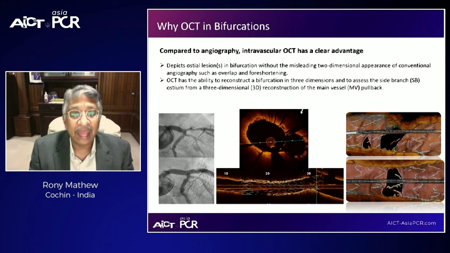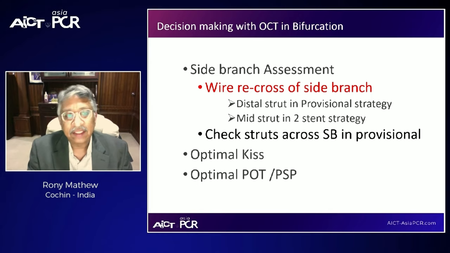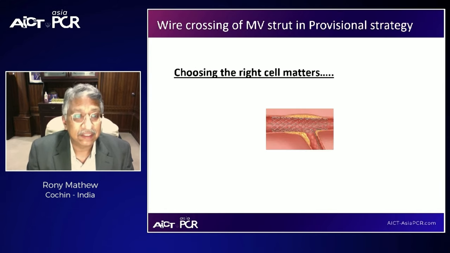So with that, you'll be able to get a clearer view of the main vessel, distal vessel, and the side branch in bifurcation. So I'm going to do this lecture and tell you where the decision-making is important. As far as I'm concerned, it's in side branch assessment, in the wire recross, in checking the struts across the side branch, and in doing an optimal KISS. So how does OCT benefit us? I'm going to go through some of my examples to show you this.